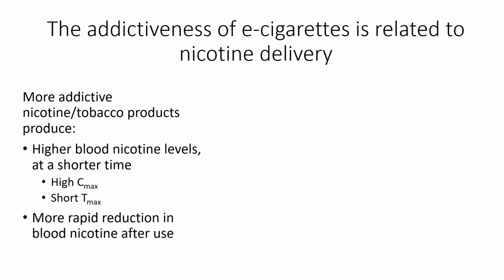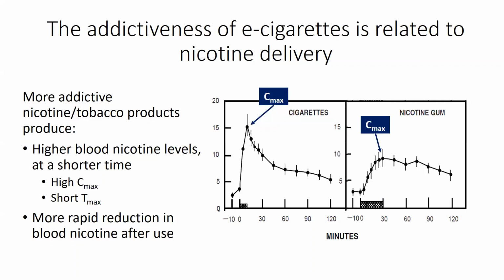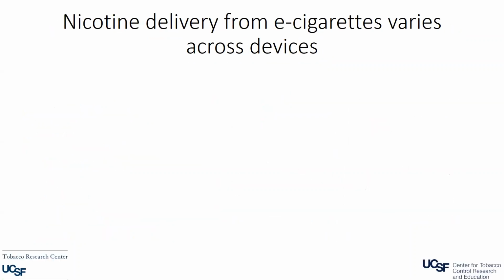So, and this is a general rule, the more addictive nicotine or tobacco products produce high blood nicotine levels in a relatively short time, like this graph here showing cigarettes. You start smoking a cigarette and you have this rapid increase in your blood nicotine level, which is called the Cmax, a maximum blood nicotine level, over a short period of time. Whereas if you look, for example, at nicotine gum, it takes a gradual rise, maybe over 30 minutes, to get to a maximum level. And you could see why cigarettes are so much more addictive than a lot of other tobacco products. You also have a more rapid reduction in the blood nicotine level after the use of cigarettes.